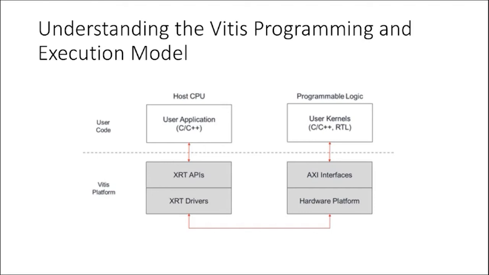So this is a very simple and important picture of the whole system. There are two parts: the left is the CPU and the right is the FPGA. We can write a C or C++ application on the CPU, and we will write some HLS or RTL user kernel for the FPGA. And Xilinx provides the runtime API and some drivers. If we follow the correct API, we can let these two communicate with each other.